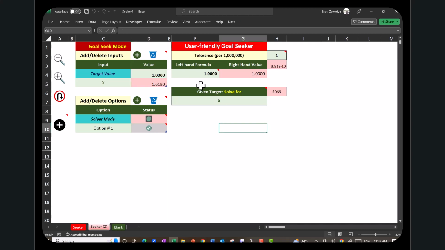All right. So in this case, you know how to write a formula for the left-hand side of the equation. You know how to set the value for a target. That's it. That's all you need to know.